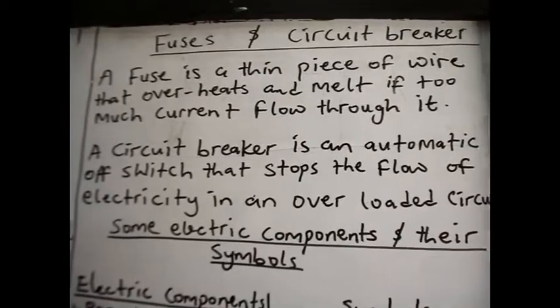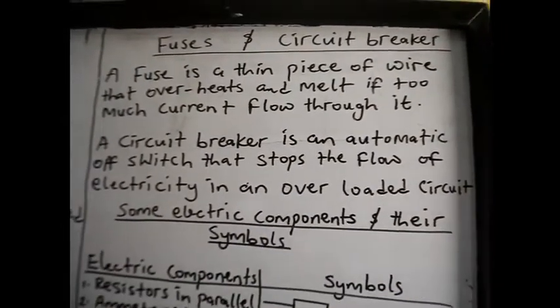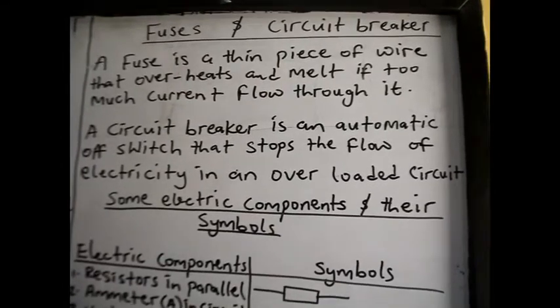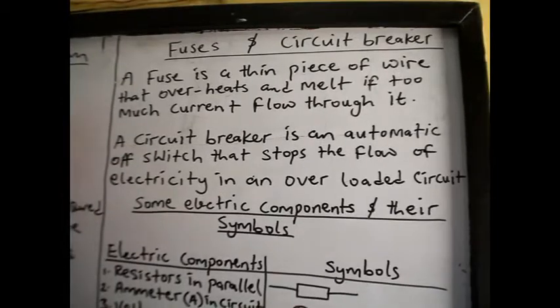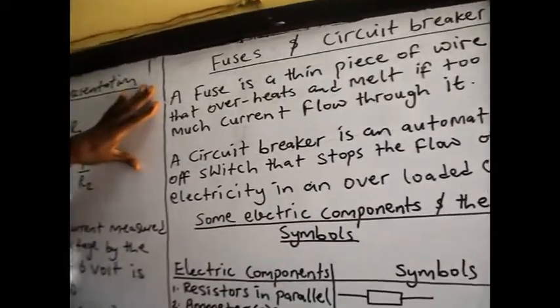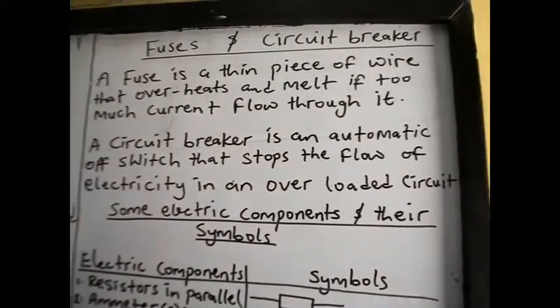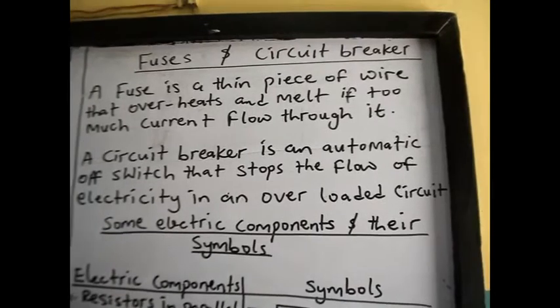So when the current, the voltage in the house is so high, the fuse will begin to melt. Why is it melting? Because too much current has entered it. So the major function of the fuse is to absorb the excess current that would have passed into our appliances.